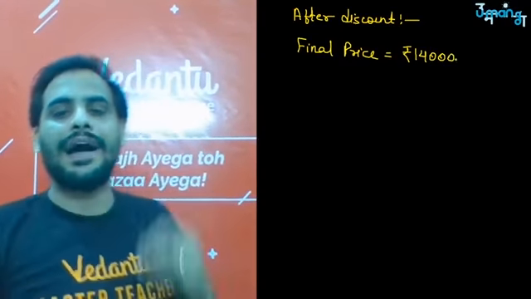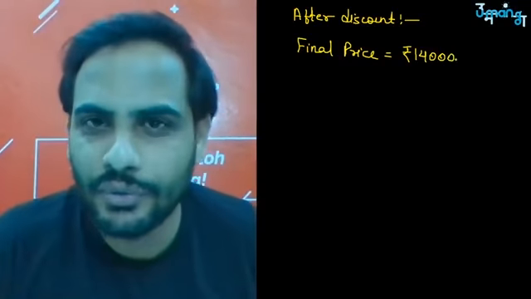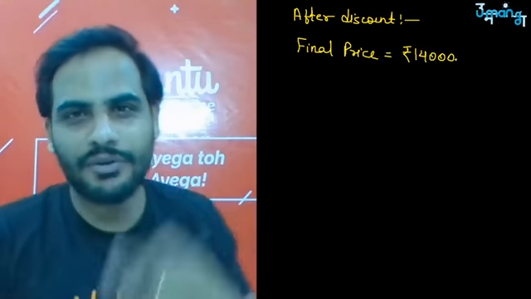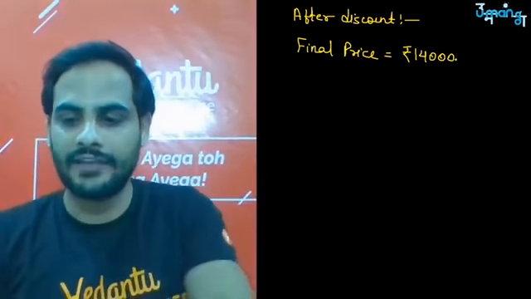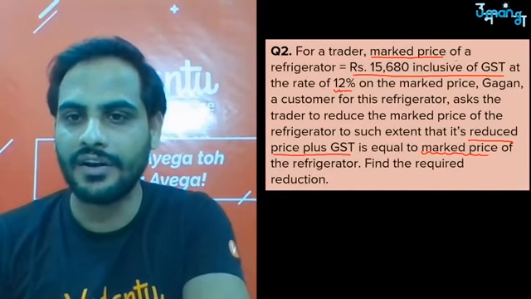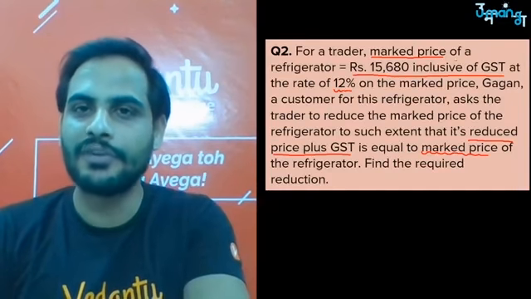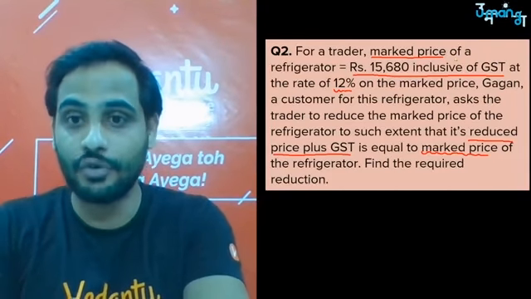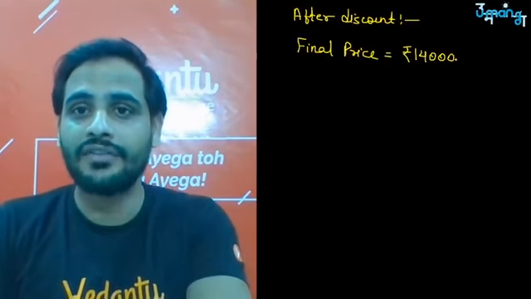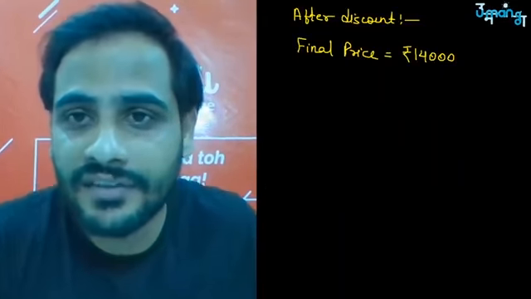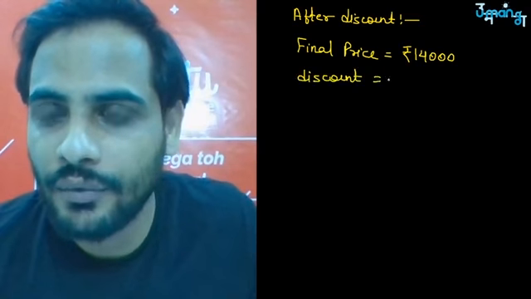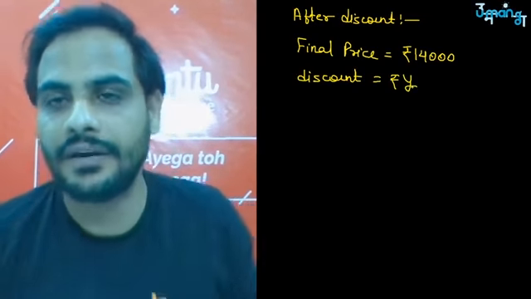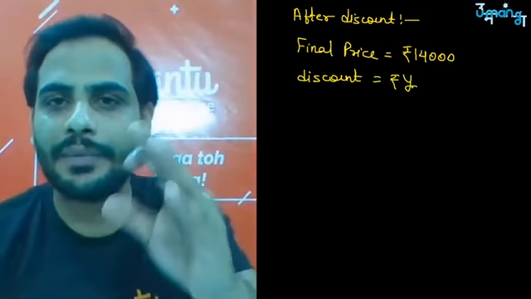Correct? How much discount has been given? Do we know that? We don't know how much discount has been given. They are asking us to find out the required reduction. That means how much rupees reduction is required. So let us say the discount given was rupees y.